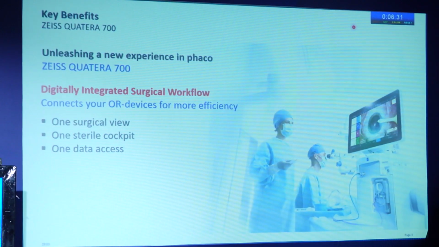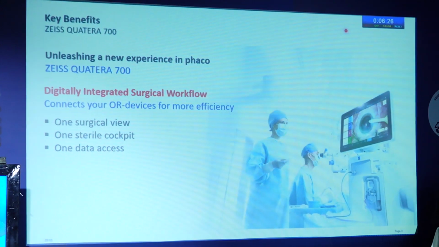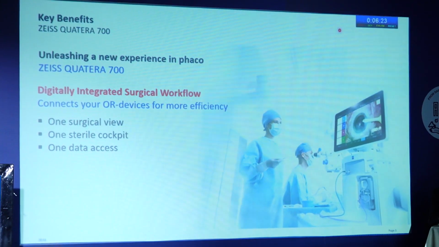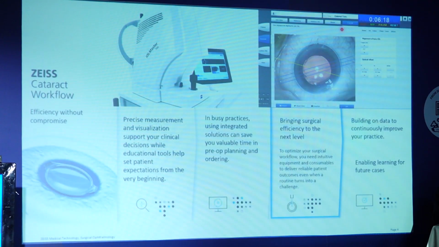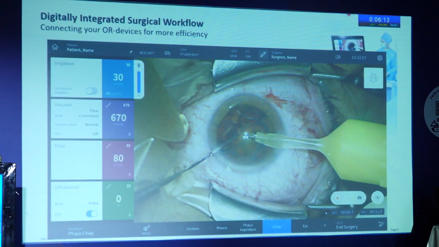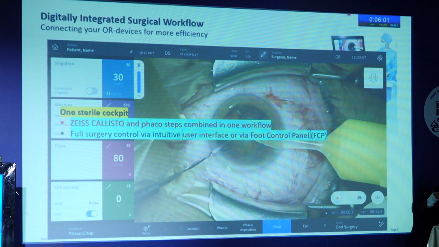The digitally integrated surgical workflow basically allows you to connect your other devices to this phaco machine so that there is efficiency in your management and a better outcome. You can integrate both the IOL Master 700 and Callisto Eye, and it also has a facility to integrate with a microscope so that you have a microscopic view of whatever the surgeon is seeing, and that helps in better assistance by the nurse in anticipating what is coming up. By integrating with Zeiss Callisto, of course, you can have a markerless system for putting in your toric lenses.